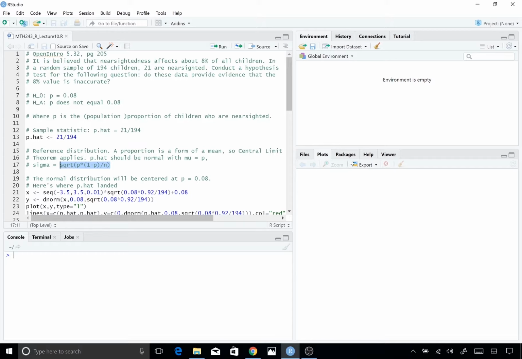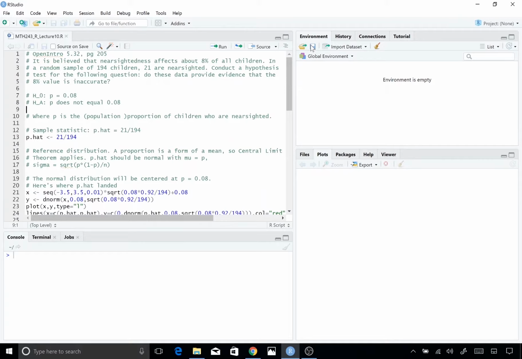Our null hypothesis is that the population proportion of nearsighted children is 0.08. P equals 0.08. Our alternative hypothesis is that it does not equal 0.08. This is a two-sided hypothesis test because we're interested in whether it's different from 0.08, not specifically greater than 0.08 or specifically less than 0.08.